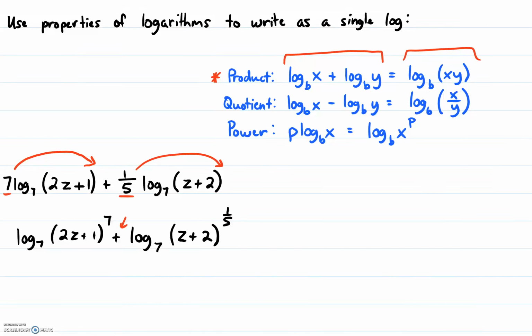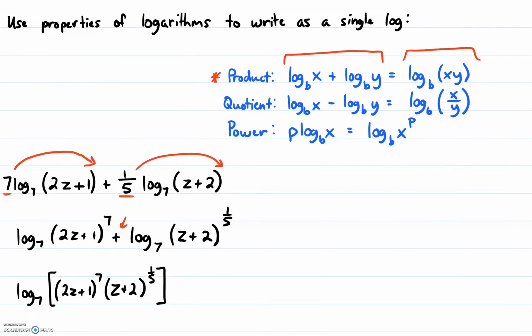And so writing as a single log, since we have the same base, we're going to have log base 7 of, and I'm going to do a bracket right here, 2z plus 1 to the 7 power multiplied by z plus 2 to the 1/5 power. And so again, each of the separate items that are inside of logs separately get brought together, and since there's addition between the two logs, those two things that are brought together are multiplied. And here's your answer. I mean, that's about as much as you can do.